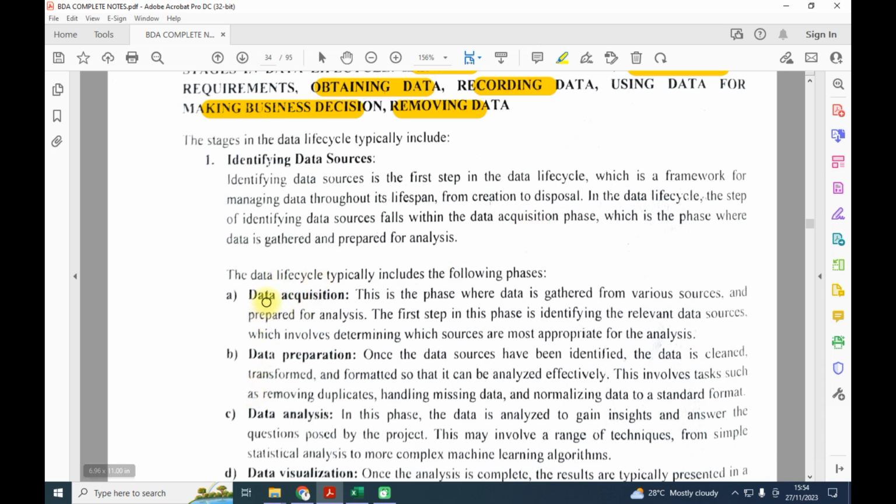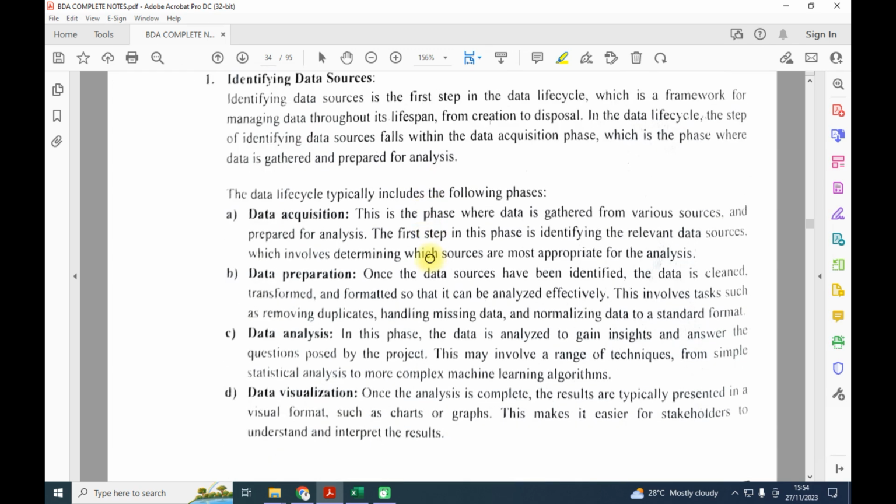We shall see the 6 stages or the 5 stages, which we are calling the phases. These are the phases, and the others are the stages that we have. Stages, they are 6, but the phases, they are 5. The first is the data acquisition phase, which is a phase where data is gathered and prepared for analysis. So we shall first start with identifying data sources, and we are saying it lies under the data acquisition phase. So these are phases, they are not stages. Stages, they are 6, phases, they are 5.